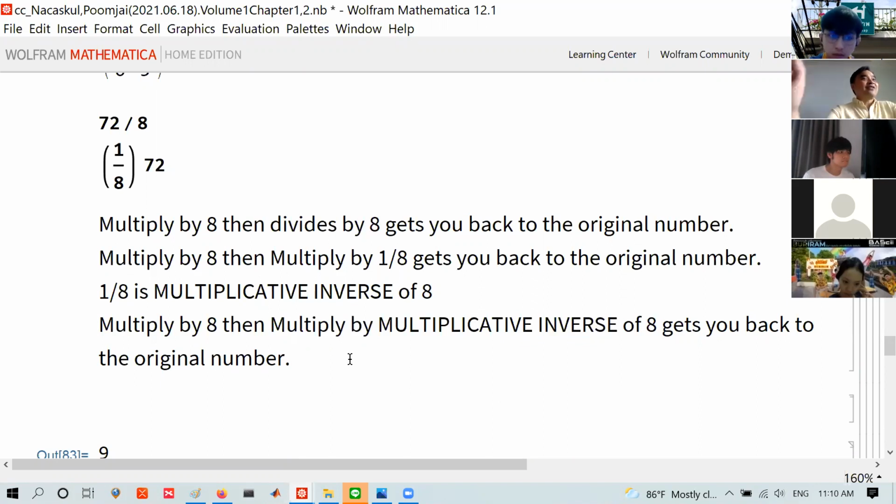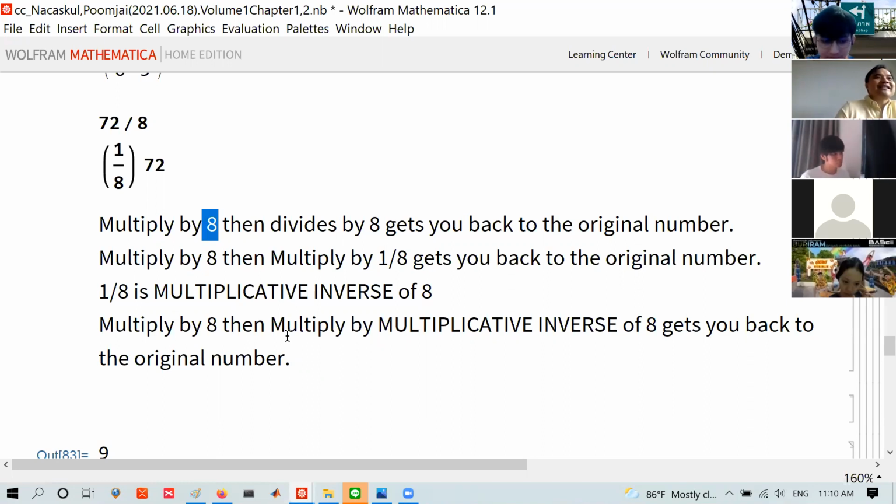That sounds like a lot of things to do, right? Yeah, you know how to divide by 8. But now I say, don't divide by 8. Find the number that multiplies 8 and produces 1, which is 1/8. Then multiply that. Like I said, you're overkilling this. But why do you want to overkill this? Because now I'm going to go to matrices.